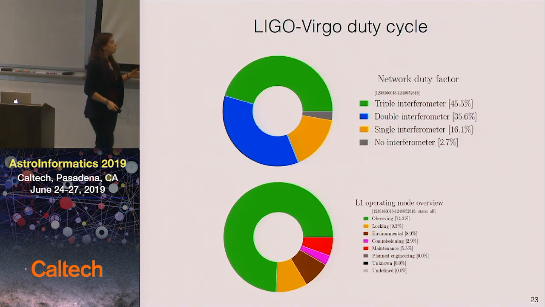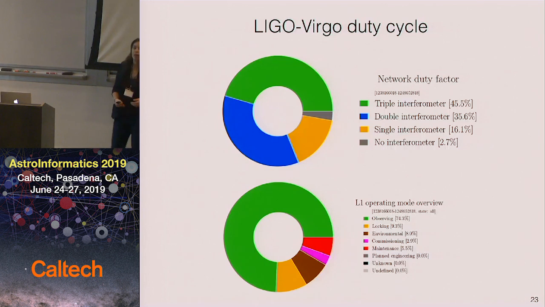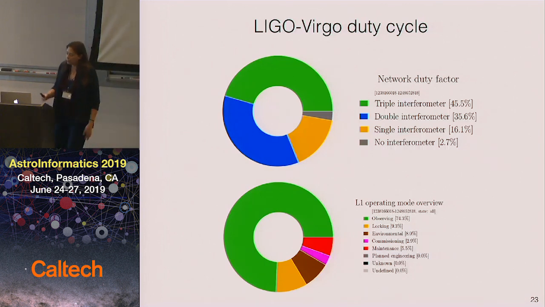And the reason has a lot to do with this pie chart down here. This is for the Livingston detector only. Green is observing mode, yellow is trying to lock, and then brown, which is what I'm going to focus on, and these 2 are related to each other, is environmentally caused. So there's something in the environment that is causing us to not be in lock.